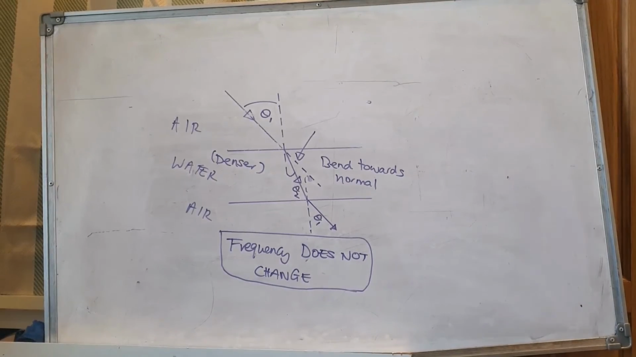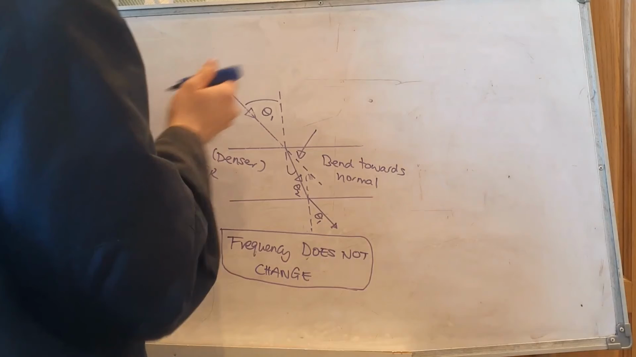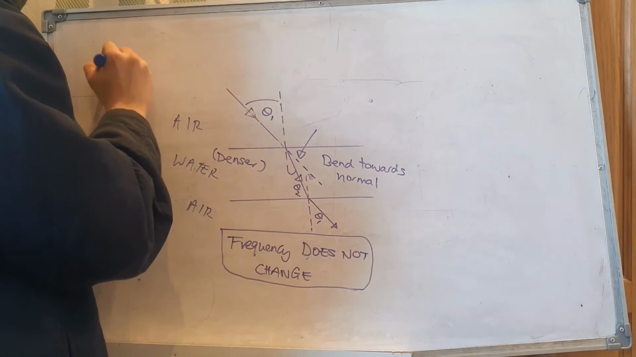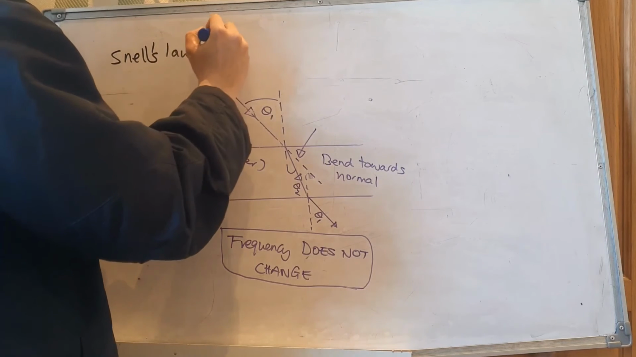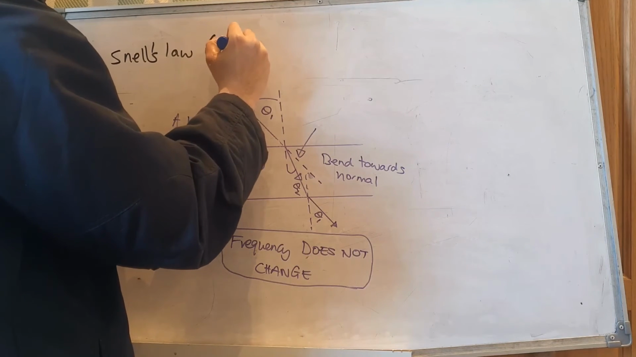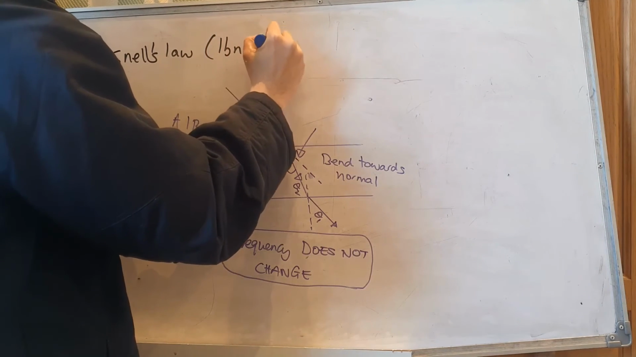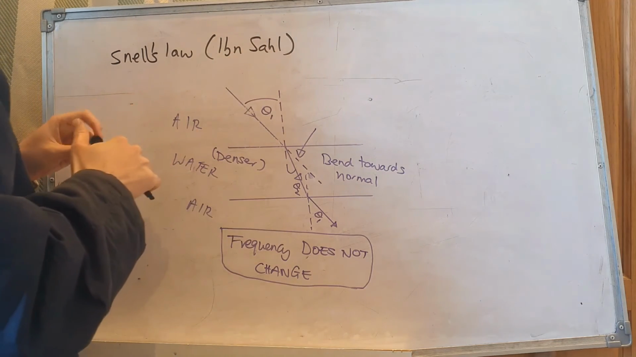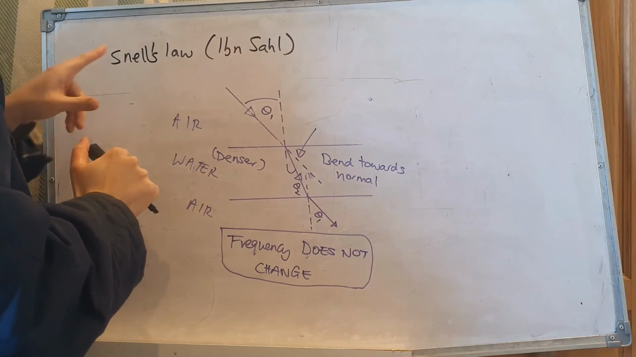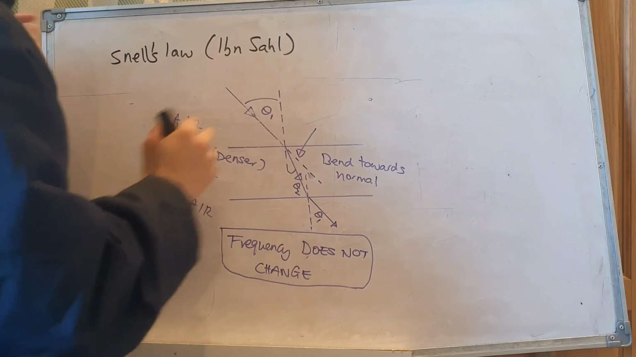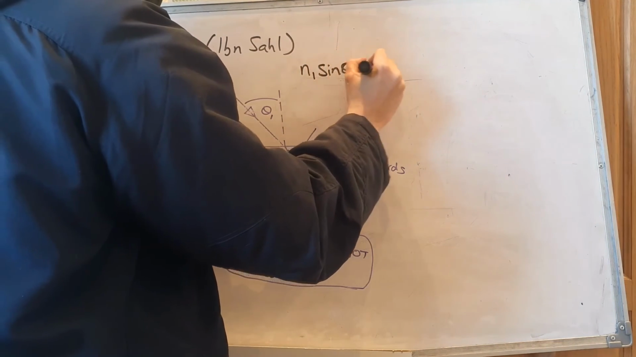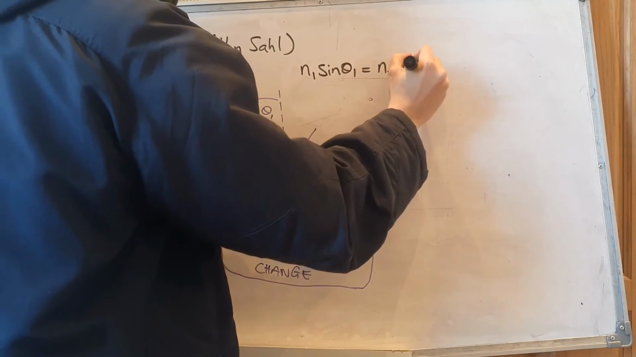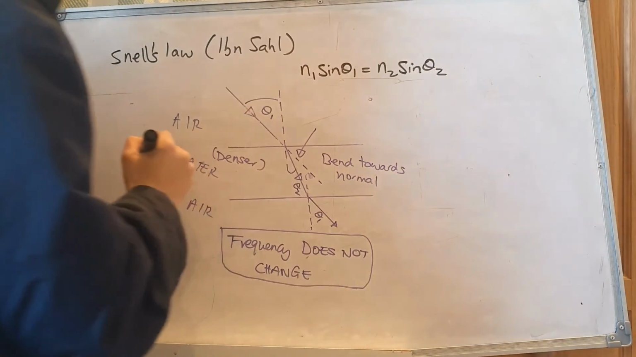All right, so another reason why I put the angles there is because I'm going to talk about Snell's law. I think it was originally described by Ibn Sahl, a Persian scientist. Okay, so what Snell's law says is that n1 sine theta 1 is equal to n2 sine theta 2.